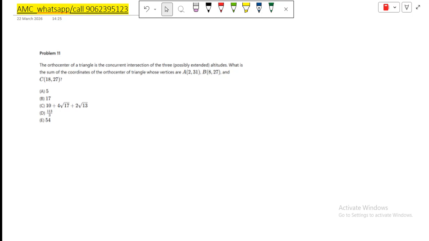We have a triangle with the vertices A (2, 31), B (8, 27) and C (18, 27), and we need the orthocenter, the place where all three altitudes hang out. Now a normal person would start writing equations for lines, calculating the slopes and doing y minus y1 is equal to m into x minus x1, until their eyes bleed. But we are not normal, we are efficient ones.